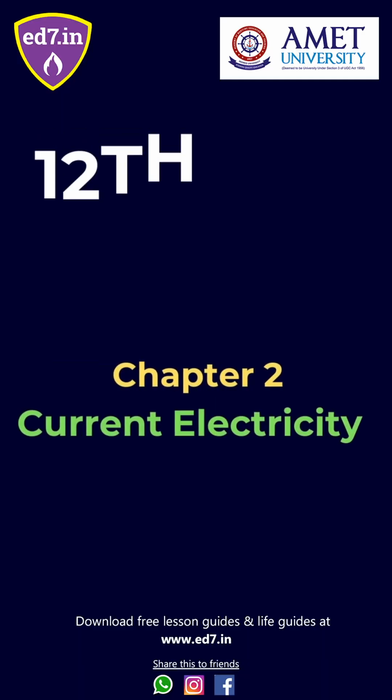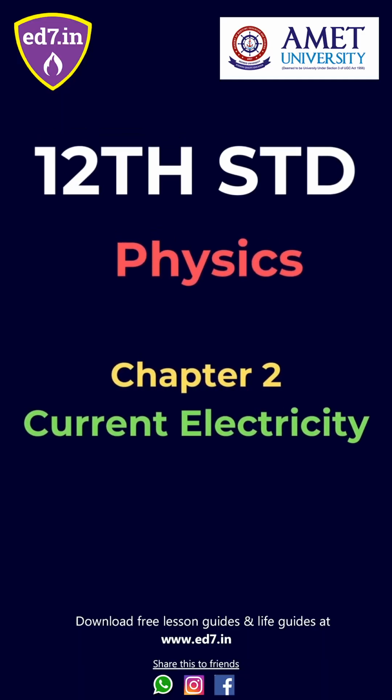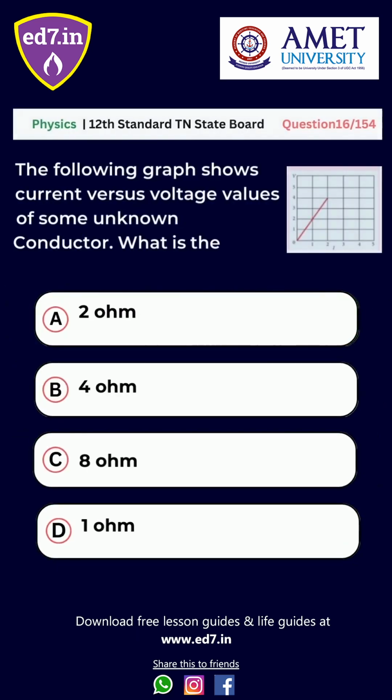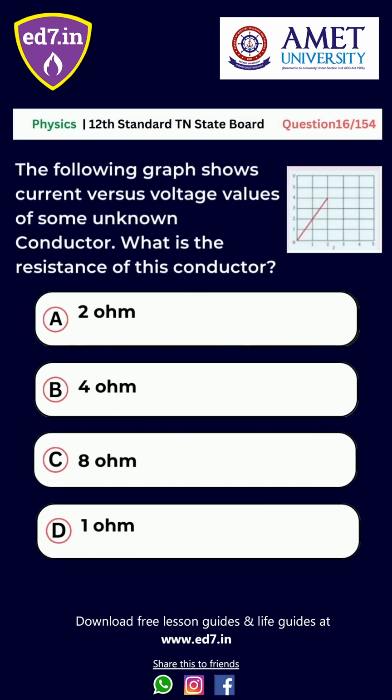Chapter 2, Current Electricity. Question number 16. The following graph shows current versus voltage values of some unknown conductor. What is the resistance of this conductor? Option A, 2 ohm, B, 4 ohm, C, 8 ohm, D, 1 ohm. And the right answer for this question is option A, 2 ohm.